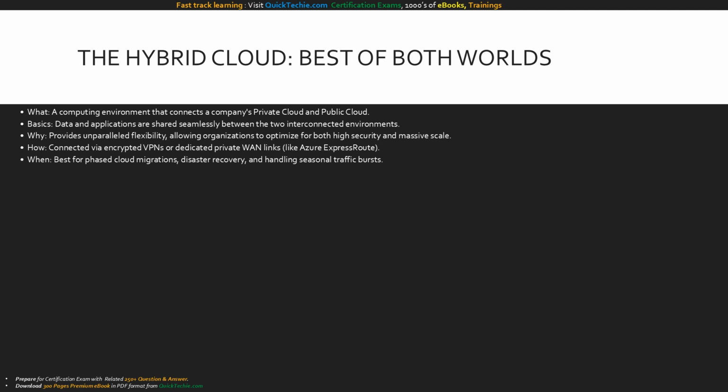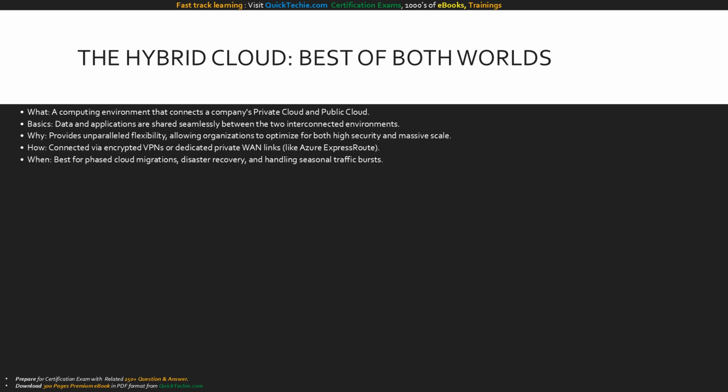Now we arrive at the most dynamic deployment model, the hybrid cloud. What is it? Simply put, it is an interconnected environment that seamlessly links an organization's private cloud with a public cloud provider. The basics revolve around workload portability. Data and applications can dynamically move between these two environments based on changing needs.